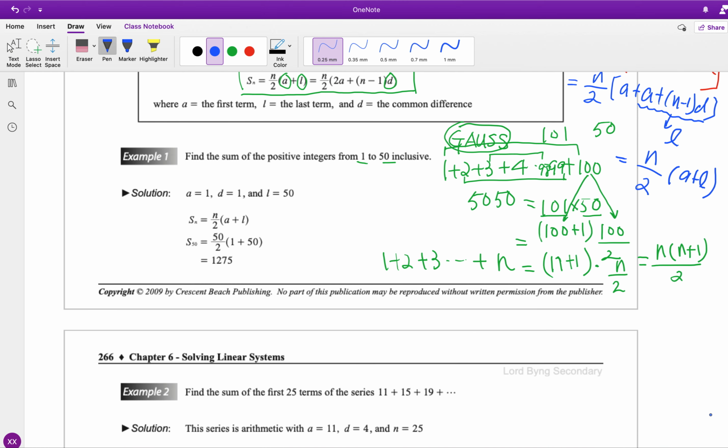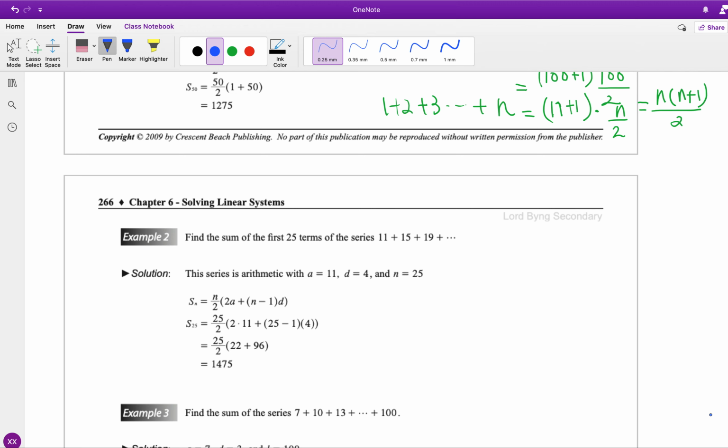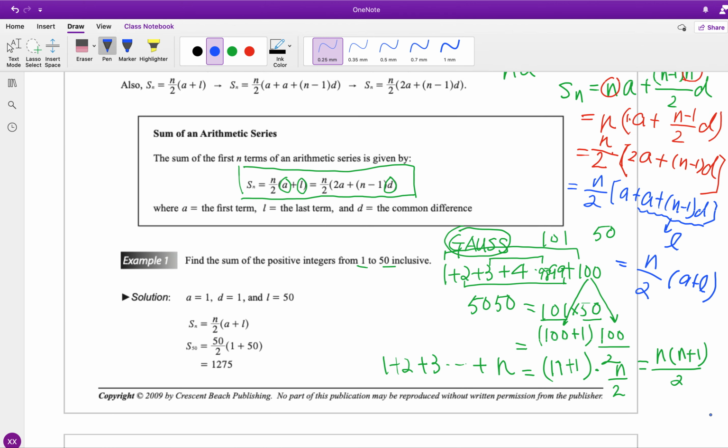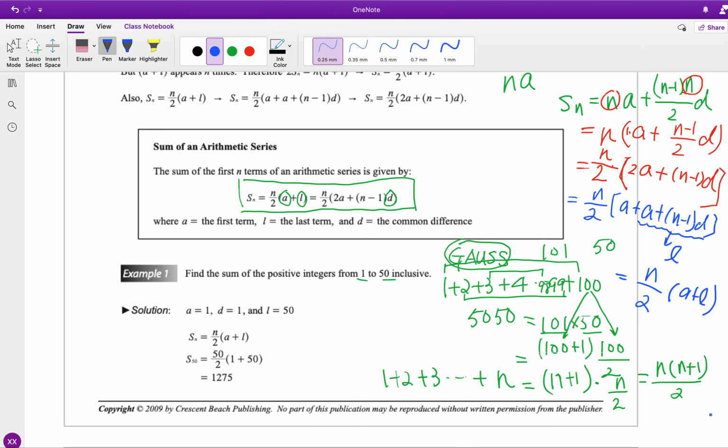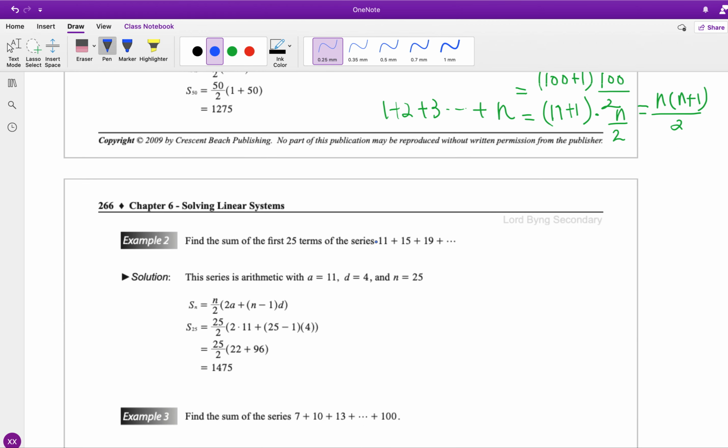After that, I'm just going to show you a couple of examples. Basically, you can see from the examples that if you know the first term, you know the last term, and you know how many terms are in the sequence, you can just plug all these numbers in to calculate the series. Or if you do not know the last term, but you know the common difference and how many terms there are, you again plug it in. It depends on which formula you want to use.